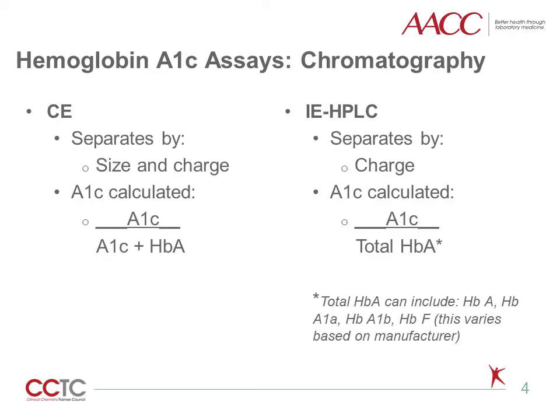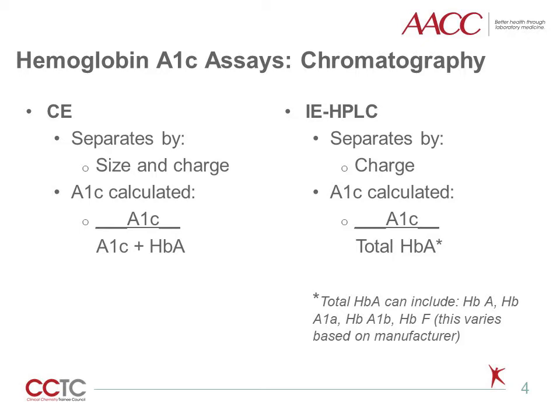First, let's focus on the chromatographic methods. Capillary electrophoresis, or CE, separates by both size and charge in a similar fashion to how proteins are separated on agarose gel in serum protein electrophoresis. Once resolved, these peaks are quantified, and the hemoglobin A1c percent is calculated by taking the A1c peak over the A1c plus the hemoglobin A peak.